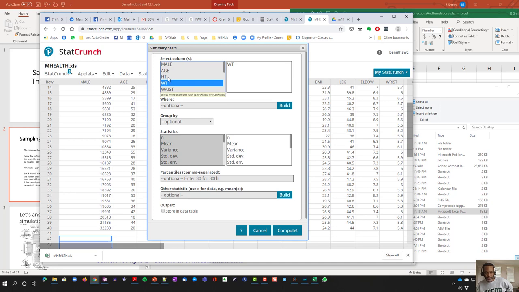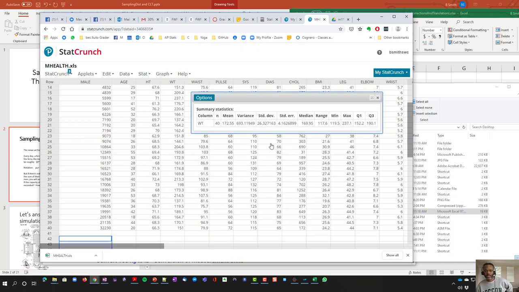And I won't do anything else other than simply choose weight. We will be given the number of individuals in that column, the mean, the variance, and I'm not even going to look to have that information stored in a data table. I just simply want to get the summary statistics on that column.